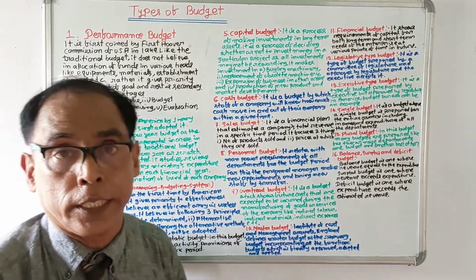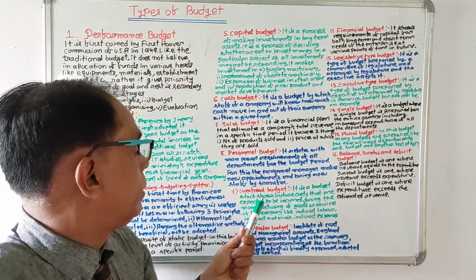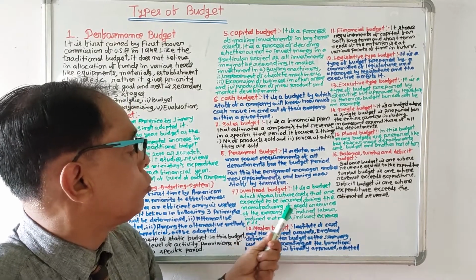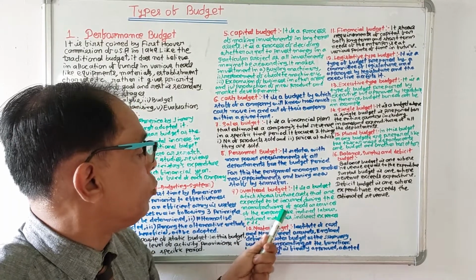Then the overhead budget. It is a budget which shows future costs that are expected to be incurred during the manufacturing of goods.